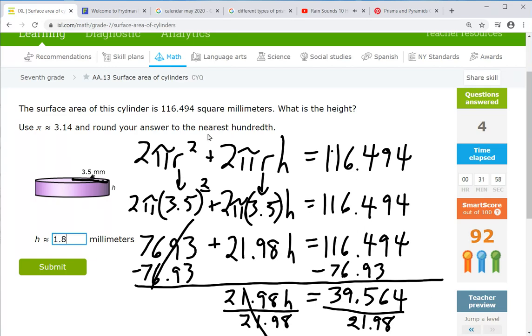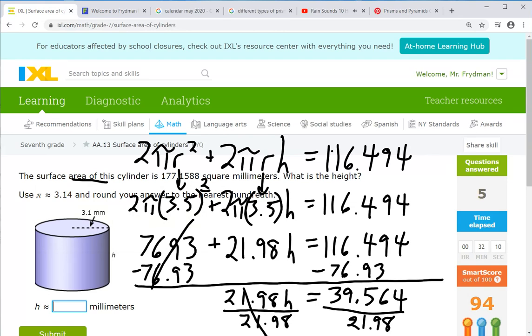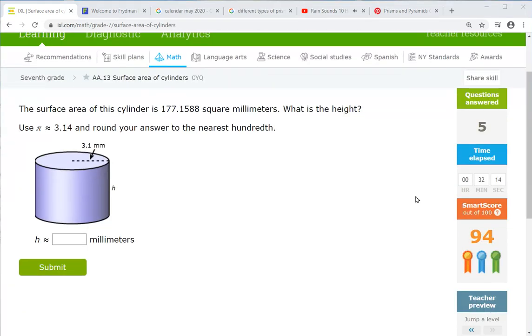And it told us to round to the nearest hundredth, but we don't have to round to the nearest hundredth because our answer did not even go up to the hundredths place. So we'll just put that in there. And hit submit. And okay, so it looks like I'm getting another problem exactly like the last ones.